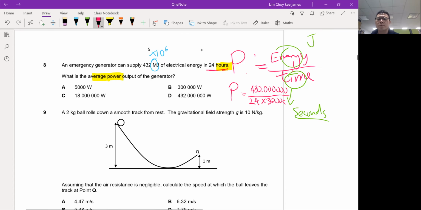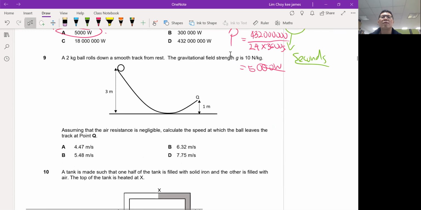If you punch your calculator, it will be 5,000 watts, which is the answer here. So take note of the calculations. Simple substitutions.